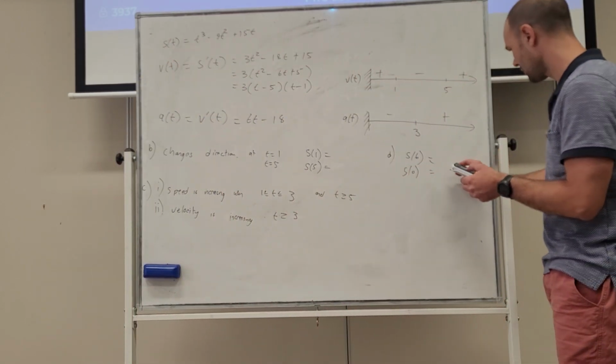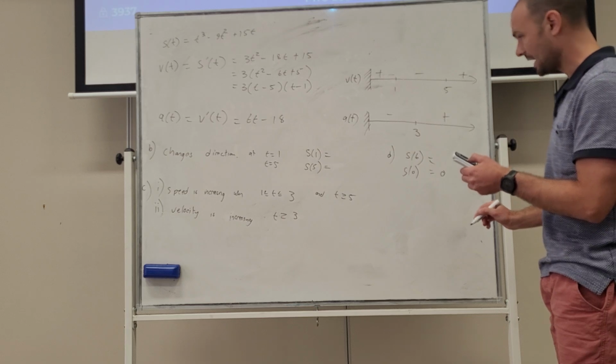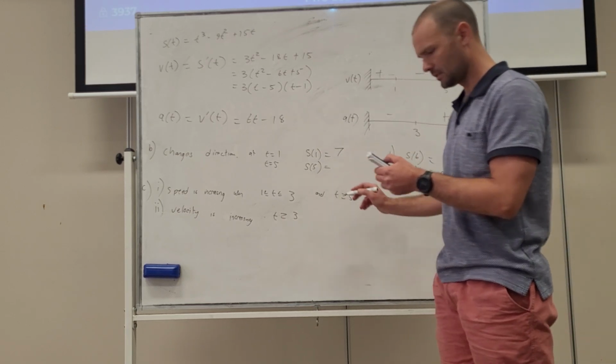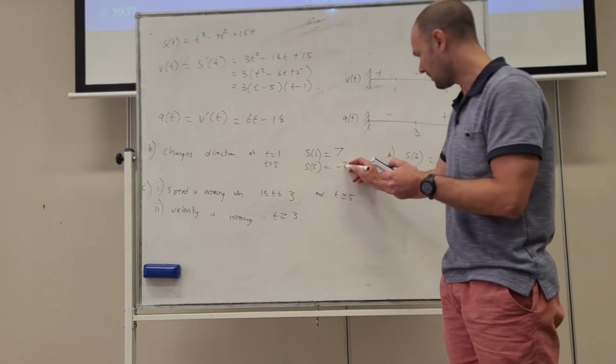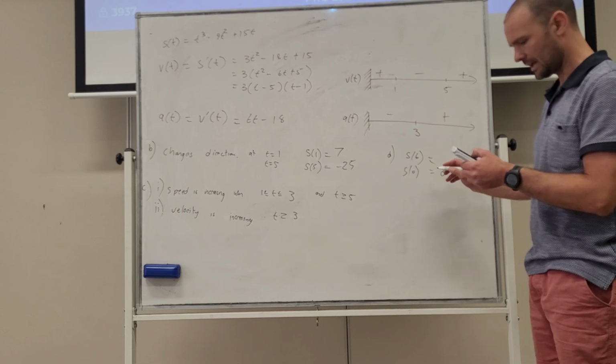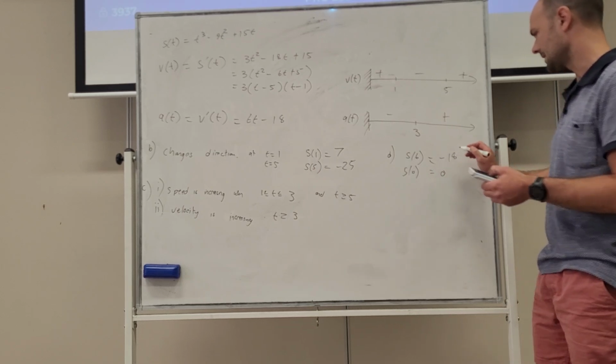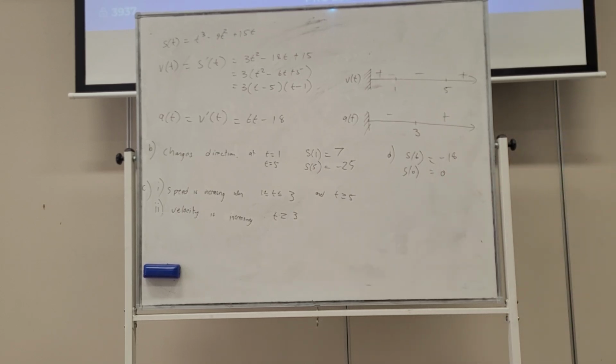I've got when s is 0, y is 0. When s is 1, y is 7. When s is 5, y is minus 25. And when s is 6, y is minus 18. Okay, anyone, any problems? No, sure.